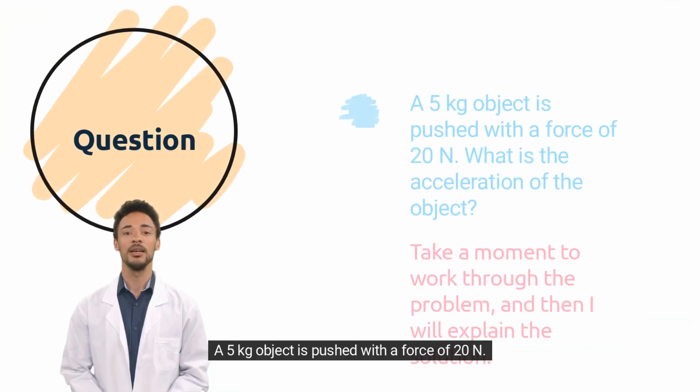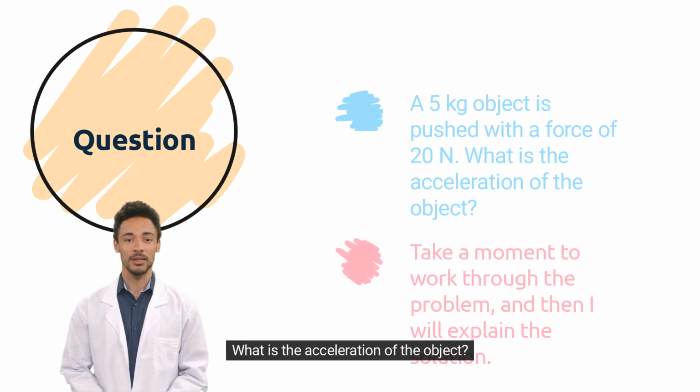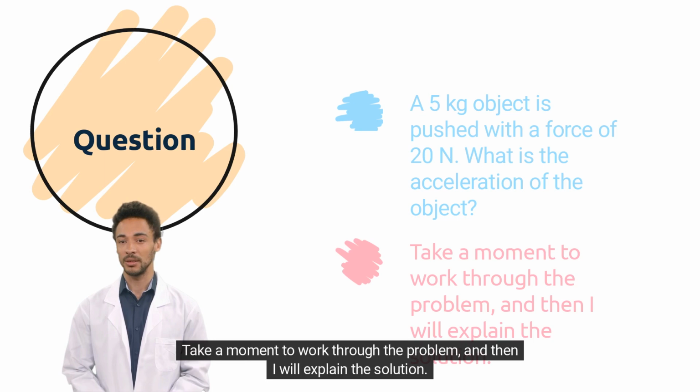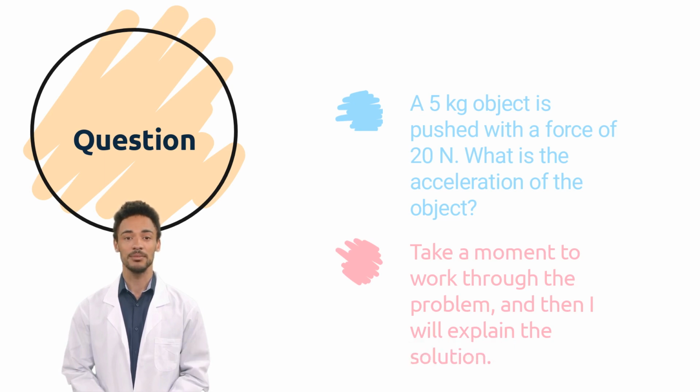A 5 kg object is pushed with a force of 20 N. What is the acceleration of the object? Take a moment to work through the problem, and then I will explain the solution.